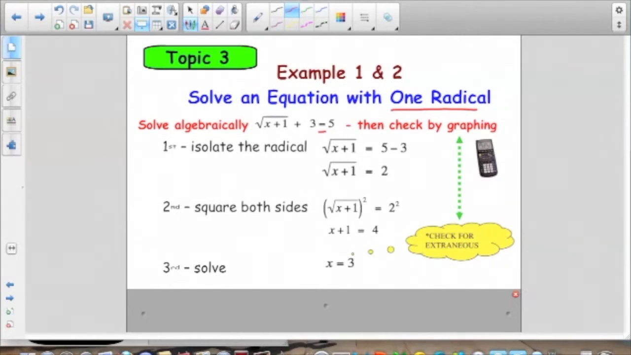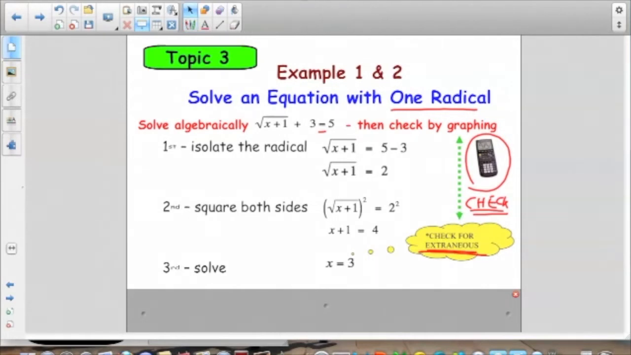Okay, a key thing in this is your tool of the graphing calculator. Your graphing calculator is very useful in this because it allows you to check, really important, for extraneous roots to see if your answer is a true answer or is extraneous. So therefore your answer might be a no solution. Okay, so let's have a look at this first example.